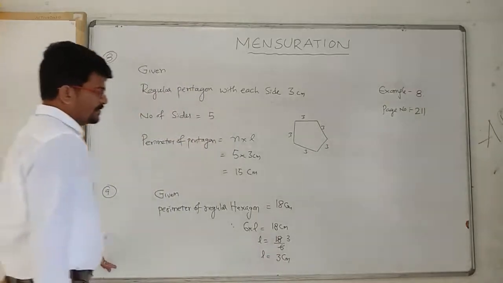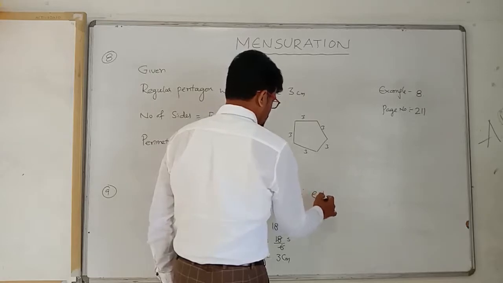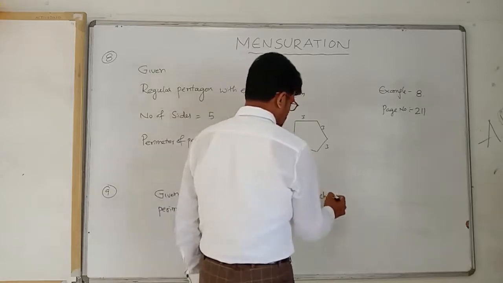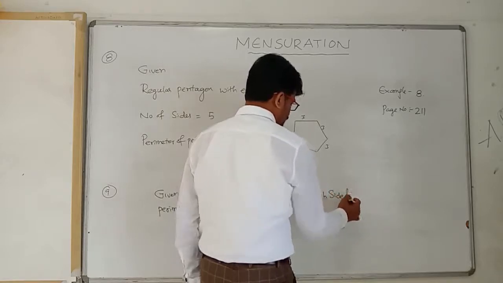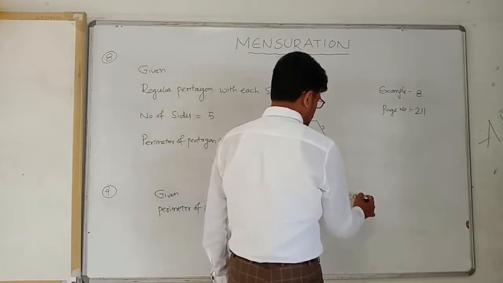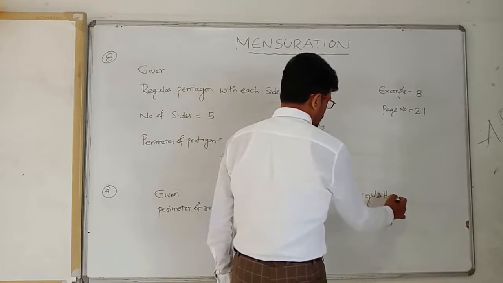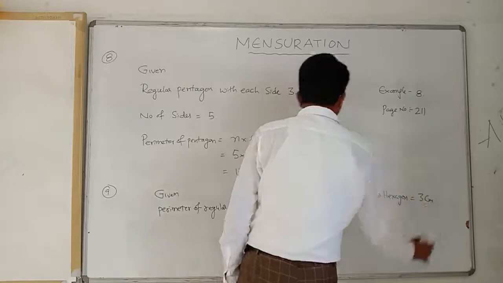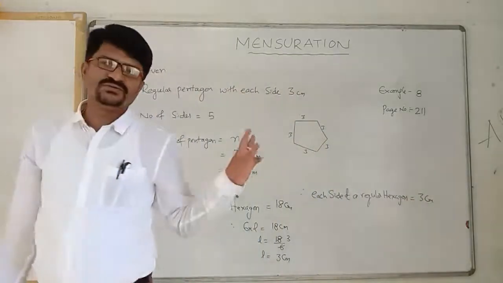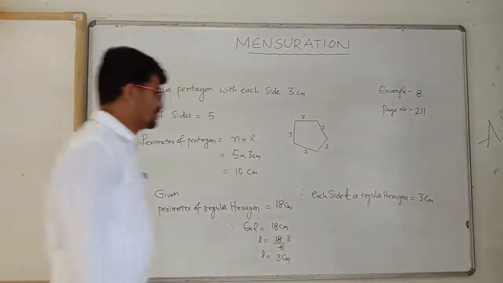Therefore each side of a regular hexagon is equal to 3 centimeters. Am I right, children? These are the 2 questions. Question number 8, question number 9. Okay, clear?